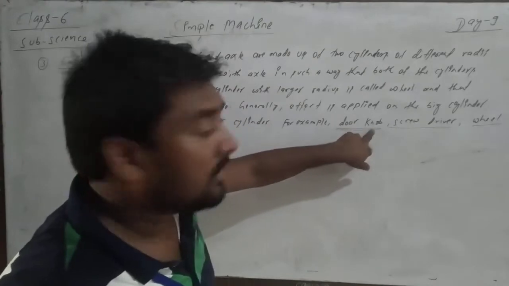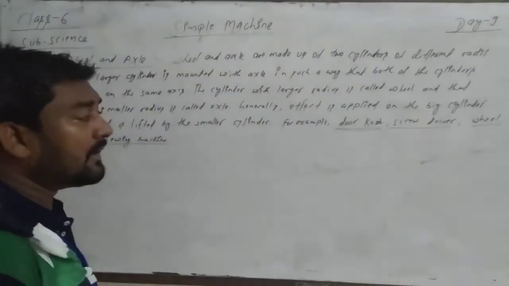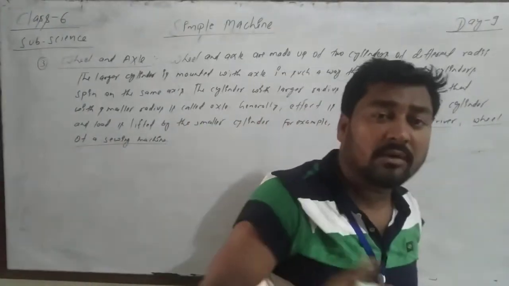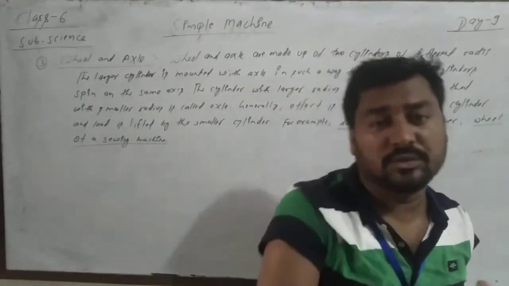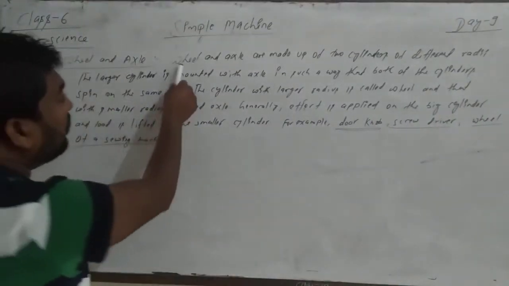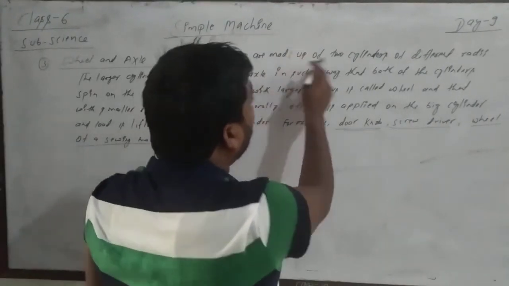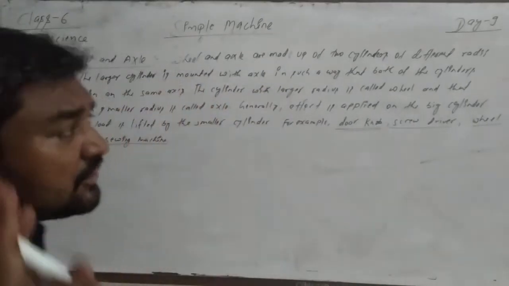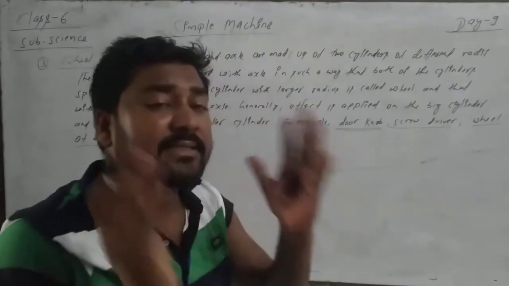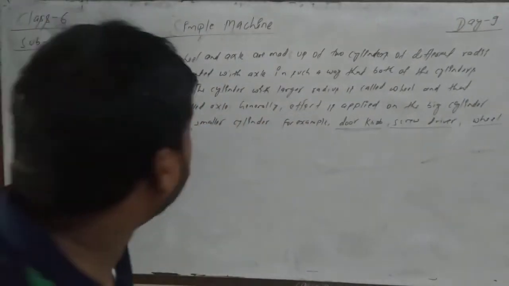Door knob, screwdriver. You can take any example here. Everybody knows there are door knobs in your home. By turning the knob, the door opens and closes. So wheel and axle are made of two cylinders of different radii. Their radius is different.